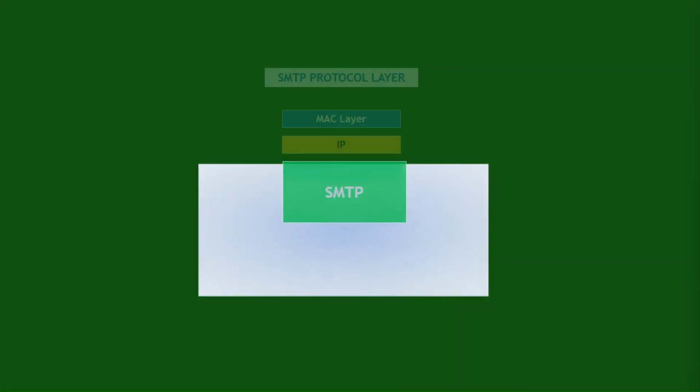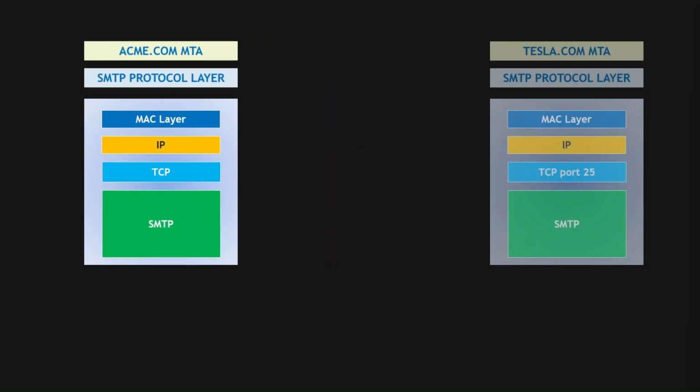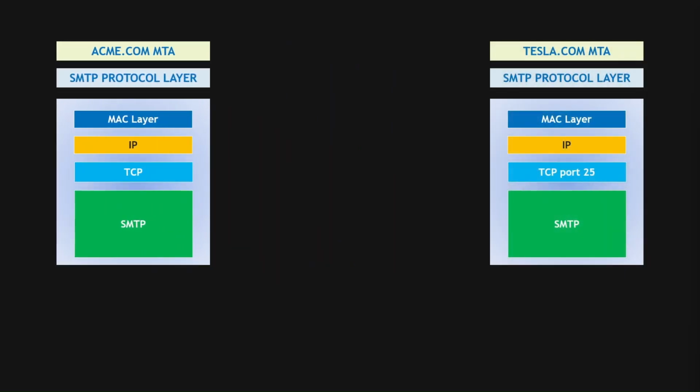If you study networking, you are familiar with the OSI layer. Here is what the SMTP protocol layer looks like. If we look at the Acme.com MTA, these are the protocols running in it. The Tesla.com MTA has the same protocol layer, and its layer communicates with its counterpart. The IP layer communicates to the IP layer, TCP to TCP, and SMTP to SMTP.